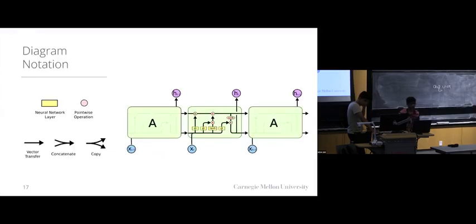So yeah, here's a little bit of notation for the diagram. These yellow boxes refer to a single neural network layer followed by whatever the activation function is. And these red circles represent element-wise operations. So the multiplication you see here is not a matrix multiplication. It's a multiplication where each element is the product of the corresponding elements in the two input matrices.